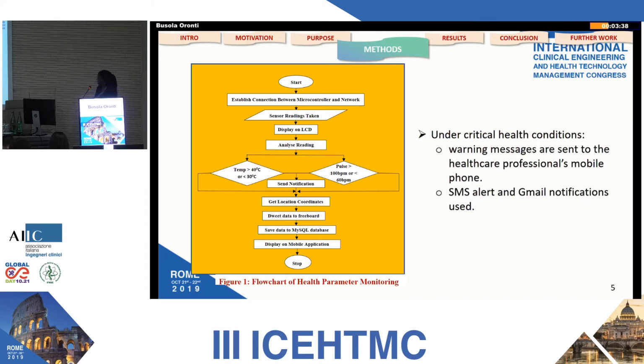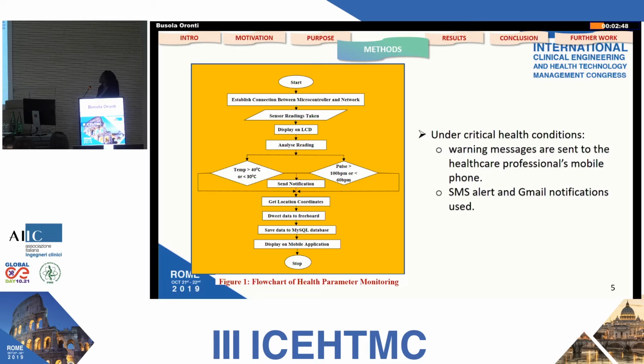In the second stage, we had to establish some critical health conditions, because we said we want to measure body temperature and heart rate. What are the critical conditions that can generate a notification to the health practitioner? So we determined that a temperature greater than 40 degrees and lower than 30 degrees will be a critical condition to consider. Secondly, a pulse rate that is greater than 100 beats per minute or lower than 60 beats per minute would generate a notification to the health practitioner. This is the second stage.